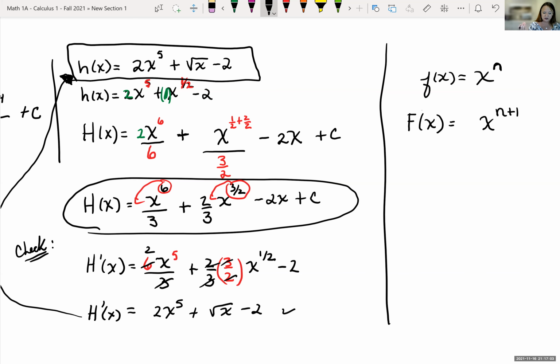But again, if we take the derivative right now, we bring down that exponent of n plus 1. But we don't have an n plus 1 in front here. So to take care of that, we would have to divide by our new exponent of this n plus 1. And then for now, we're going to add this constant c.